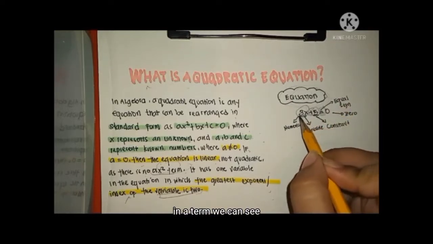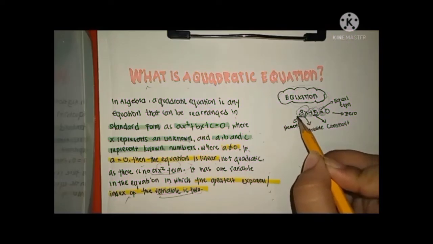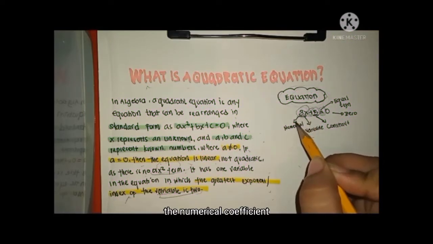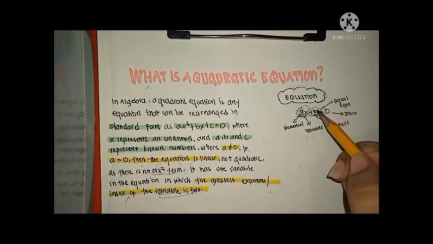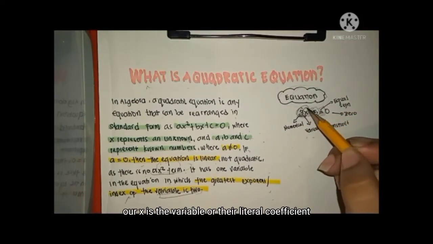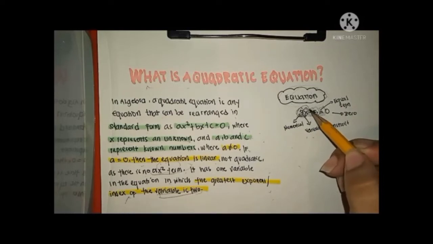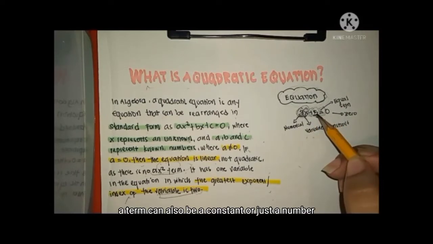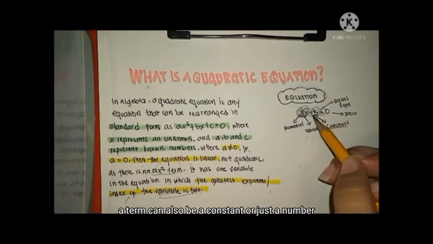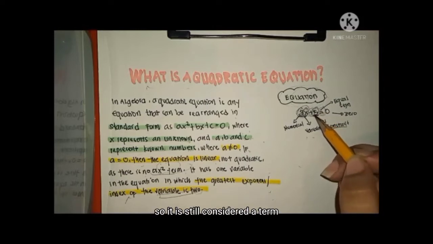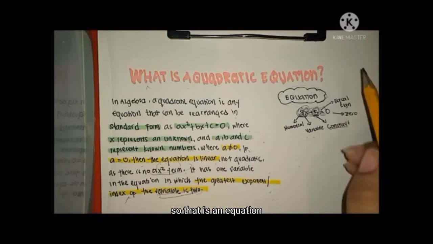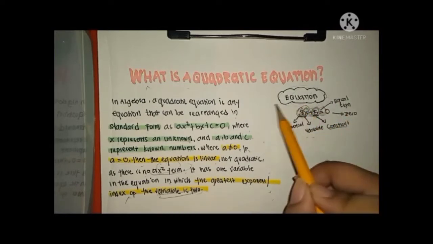In a term, we can see the numerical coefficient. The 3 is the numerical coefficient. Our x is the variable or the literal coefficient. A term can also be a constant or just a number. It does not have a variable, so it is still considered a term. So that is an equation.